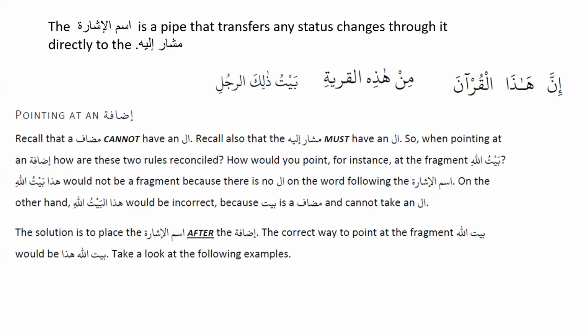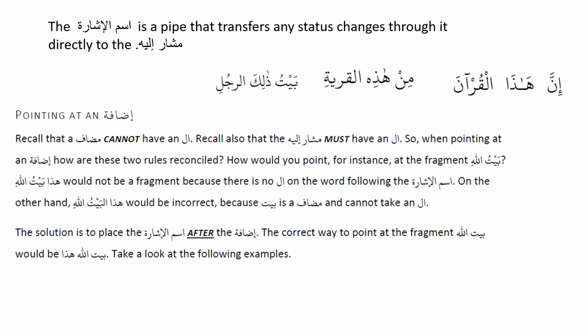Take a look at the following example. There are some other examples also in the Quran. But do you understand, brothers and sisters, what is the problem and what is the solution? Is everybody clear? So to make something a fragment, after the pointing word we have to have an al. In normal cases it's fine, like Hadal Quran. That's fine. But if I want to make that pointing word come with an al and there is a mudaf ilayh, then I have a problem.